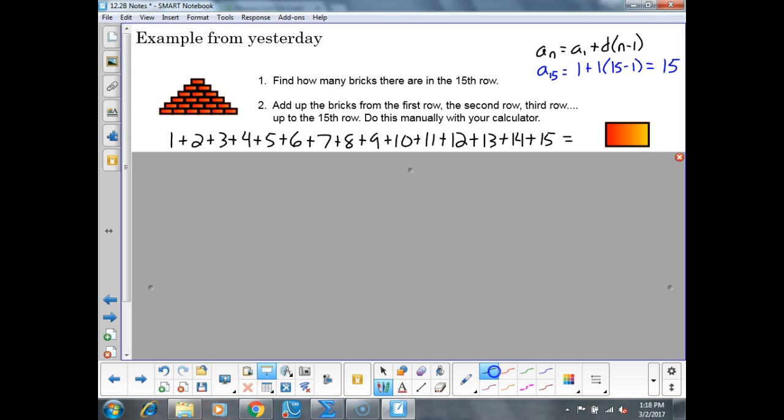Got to make a Menards run. How many bricks do we have to use? Just add them all up on your calculator. What does it say? Do this manually with your calculator.